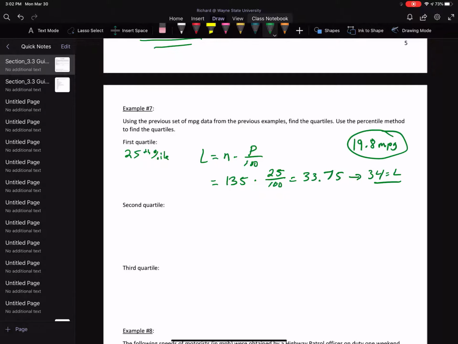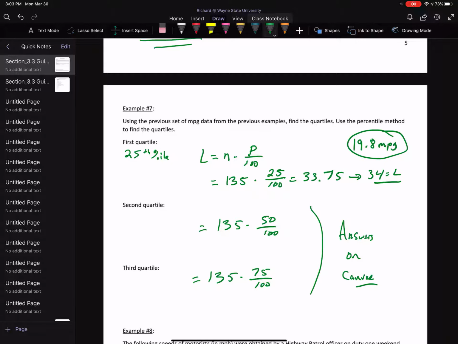Then you repeat this for the second quartile: 135 times 50 over 100, and for the other one, 135 times 75 over 100. If it ends up in a decimal, you round up. If it's a whole number, then you have to take the next two. Again, answers are posted on the Canvas website, and I don't want to take the time away doing that.